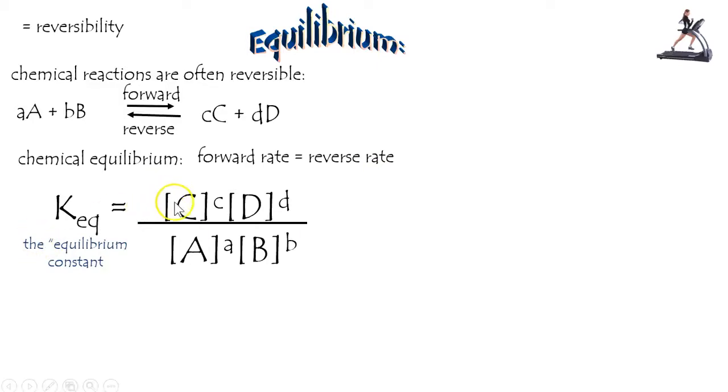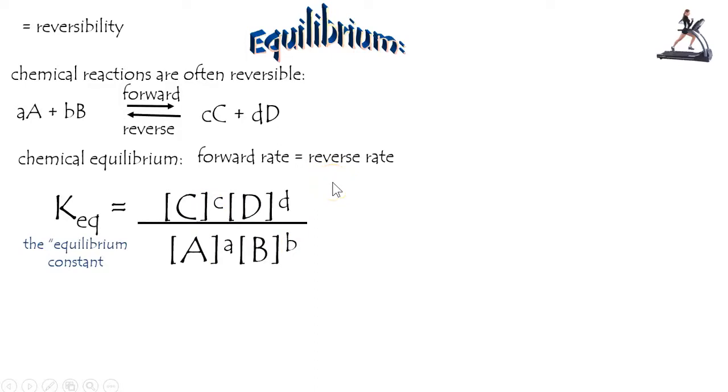And we define it as the concentration of the products, which in this case is C and D, over the reactants, A and B. And in this case, notice this is a big difference from rates. Those coefficients in the balanced chemical equation do become exponents. So make a note: yes for equilibrium, no for rates.